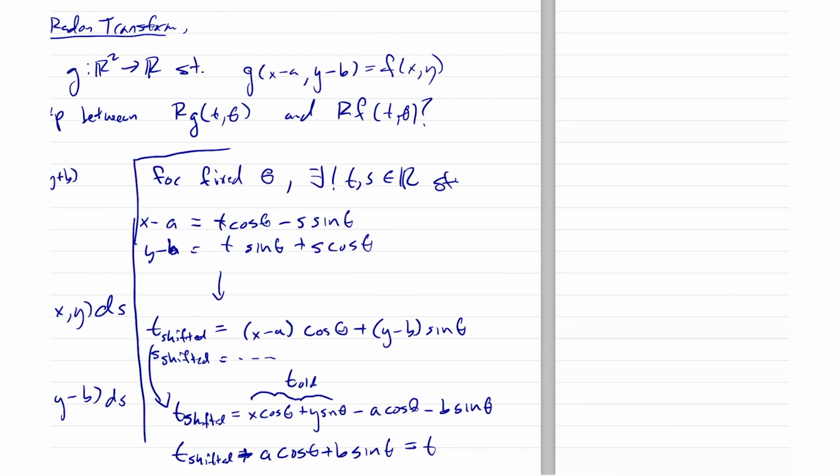So if we go ahead and take a look at Rg of t, theta, and remember we're fixing theta, then this is the Radon transform of the shifted function. So Rg of t, theta is actually just going to be the same as Rf of t plus a cosine of theta plus b sine of theta, comma theta. So we see that t is actually a function of theta, and that's fine. And this makes a lot of sense, right?